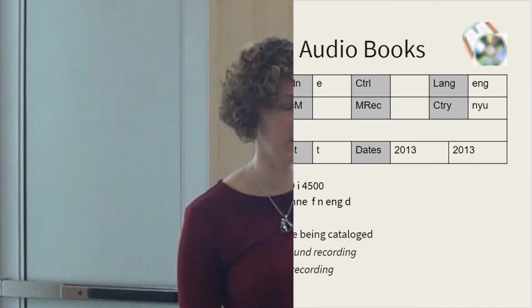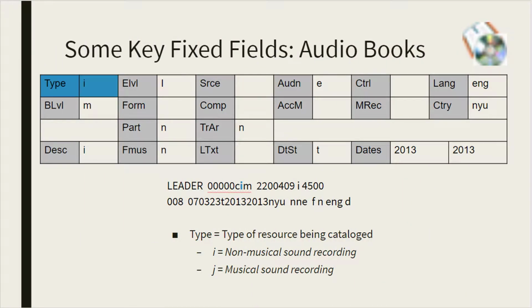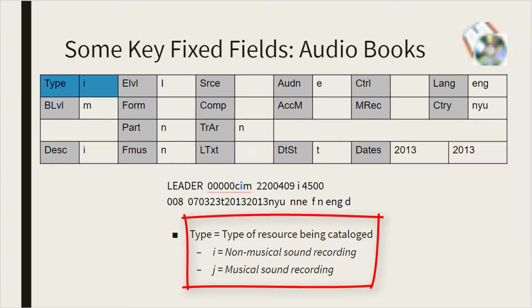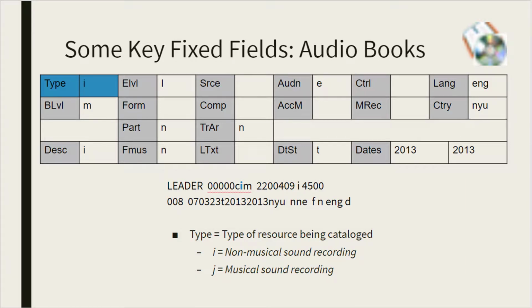If you have musical sound recording, like you've got a pop section, you still keep your CDs, they haven't all been stolen yet, then you're going to code it J. So it's different depending on whether it's non-music or music, which is nice because that helps you tell the difference. You don't just have all your sound recordings thrown in a bin somewhere. You've got the audiobooks in one place and the music in another place.